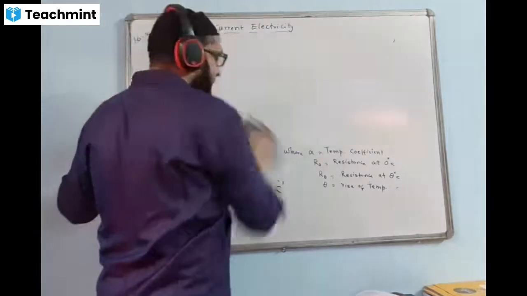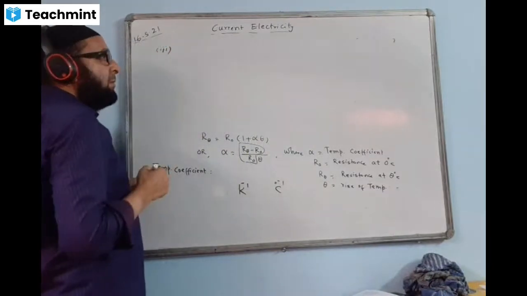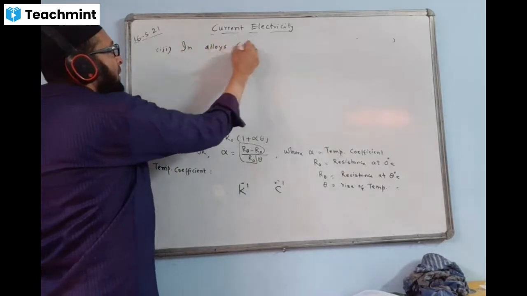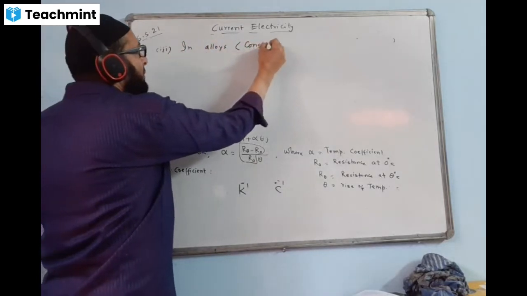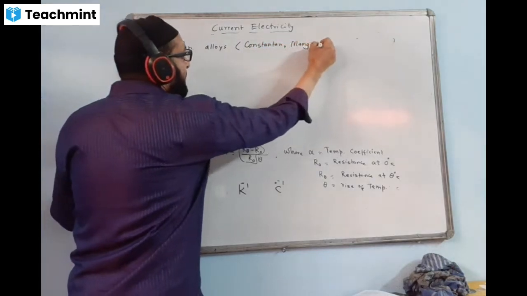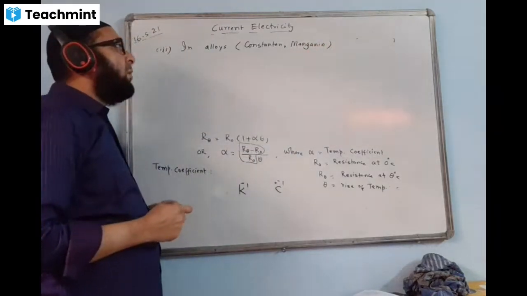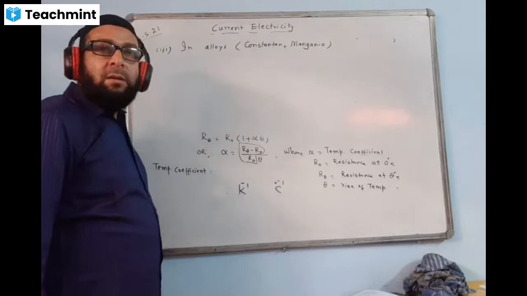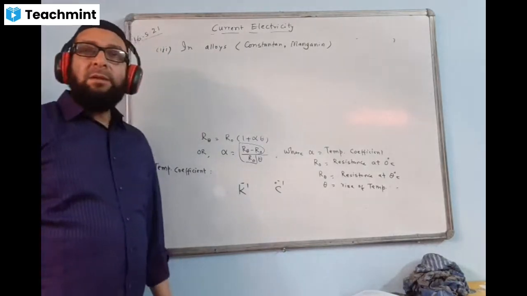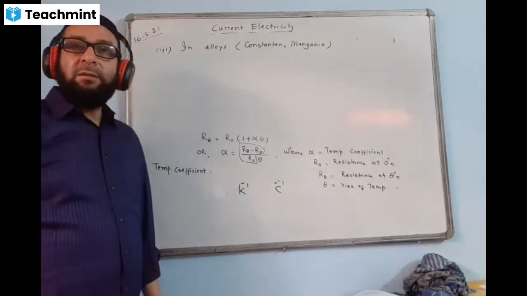Now, number 3, the third one. We write: in alloys such as constantan, manganese, the resistance does not vary. The resistance does not change with the rise of temperature.